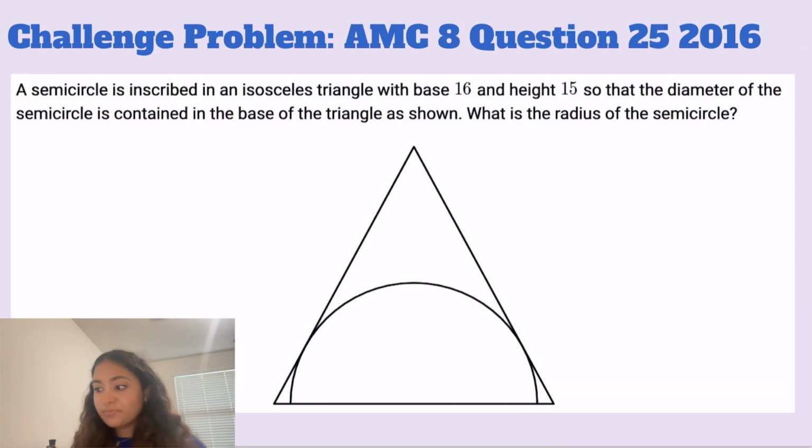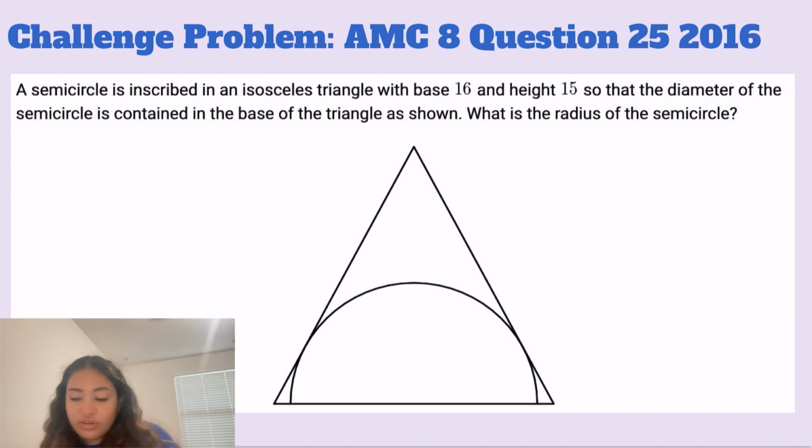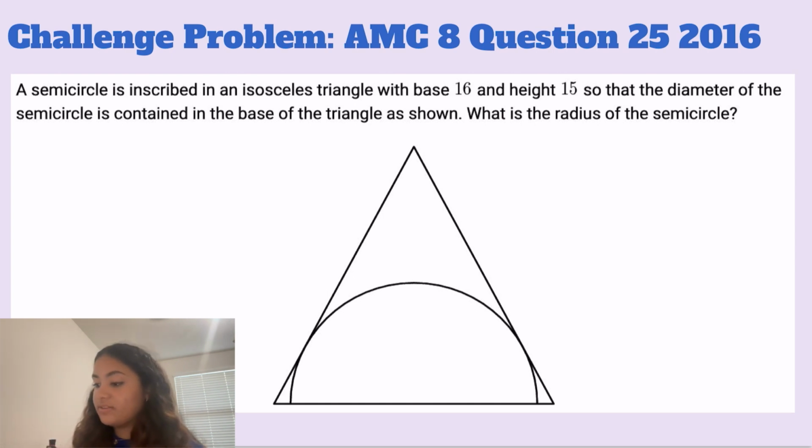Okay, so this is question 25 from a somewhat recent AMC8, which means it's going to be a lot harder than some of the easier questions, but it's a fun challenge problem, and knowing your Pythagorean triples really helps in solving it. A semicircle is inscribed in an isosceles triangle with base 16 and height 15, so that the diameter of the semicircle is contained in the base of the triangle as shown. What is the radius of the semicircle?